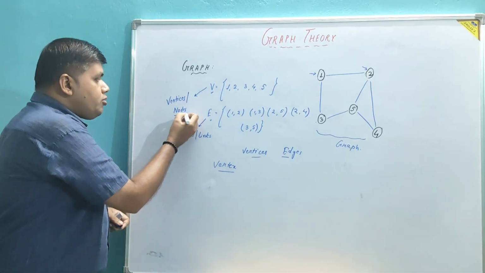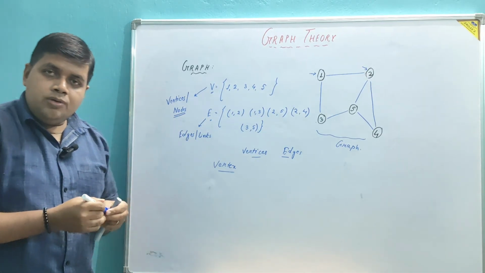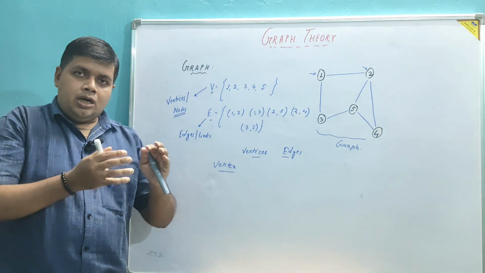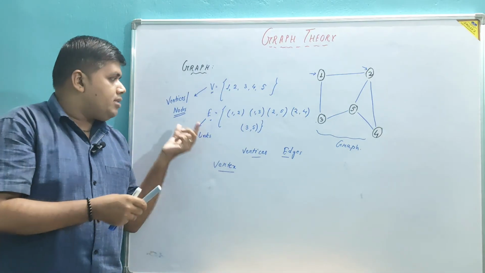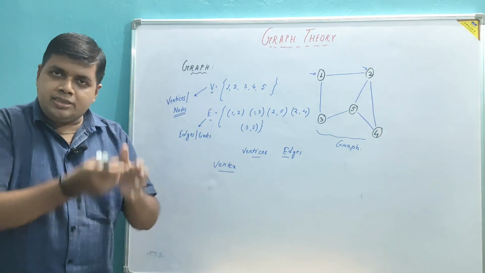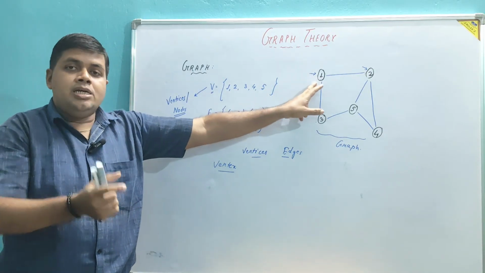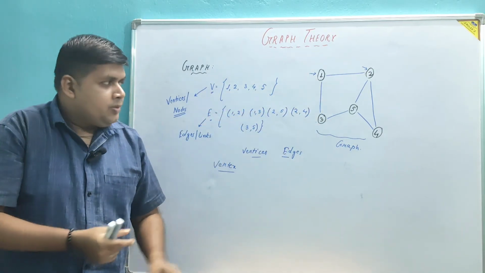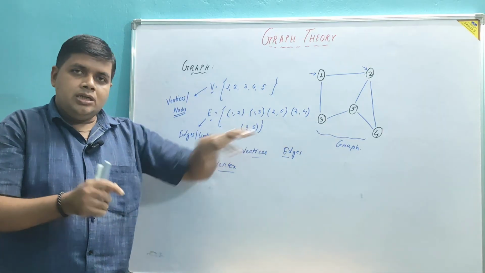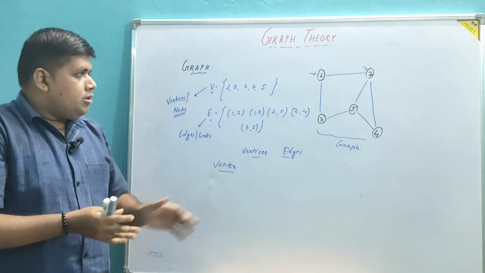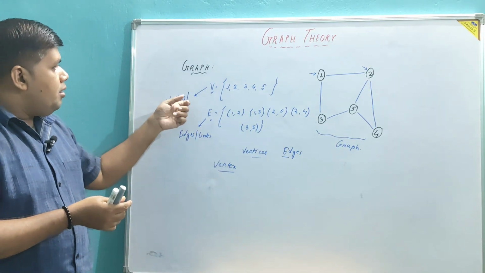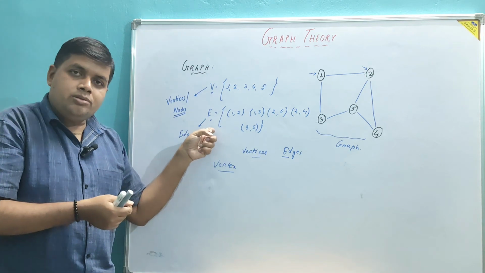These vertices are also referred to as nodes. Whenever we are referring to networks, we refer to them as nodes. Whenever we refer to them as geographical positions or a geographical area, then we refer to them as specific locations. So these are the defined locations in a geographical area. So this is the basic thing about a graph.